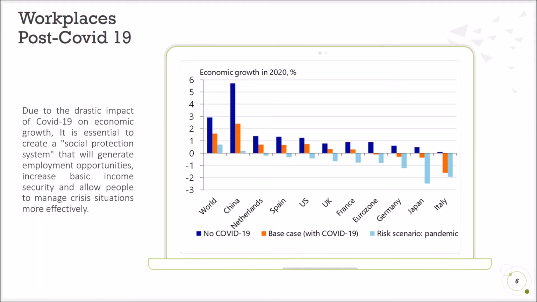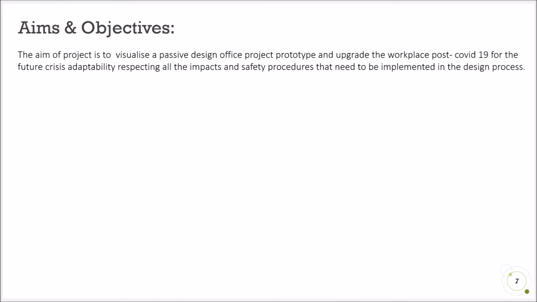Looking at the numbers of the major drops of the economic growth, it's essential to create a social protection system to revive the economy and workplace security. The aim of the project is to visualize a passive design office project prototype and upgrade the workplace post-COVID-19 for the future crisis adaptability, respecting all the impacts and safety procedures.